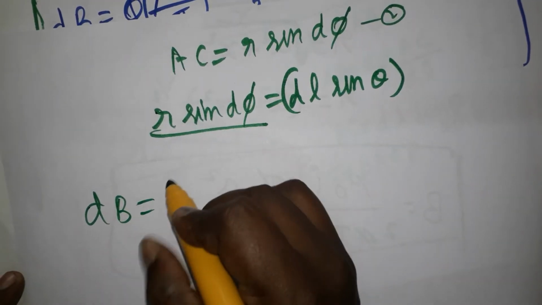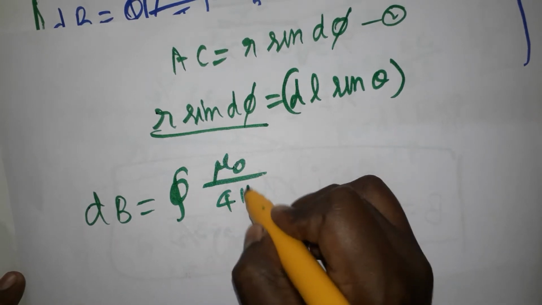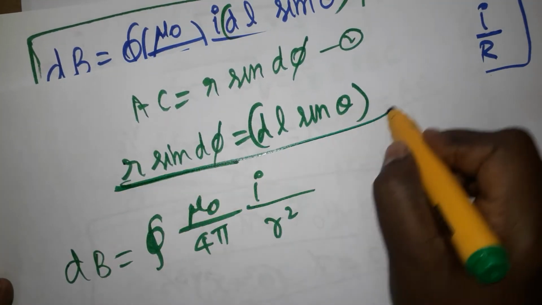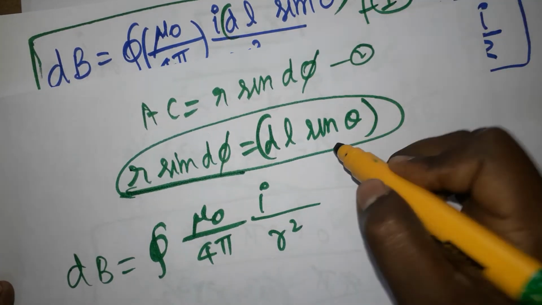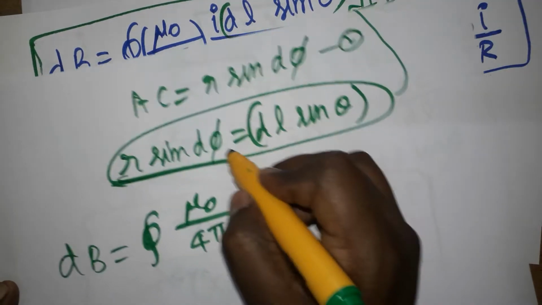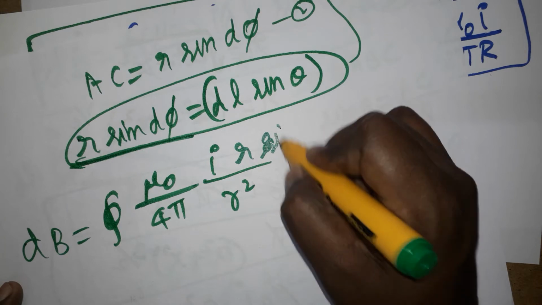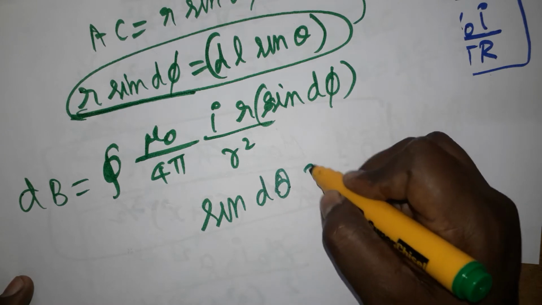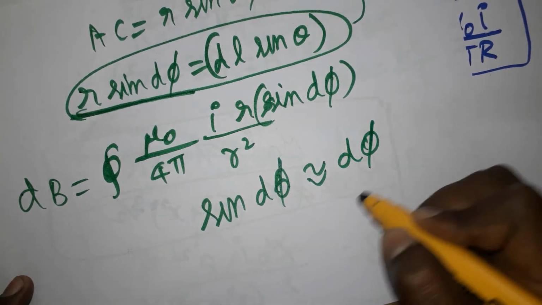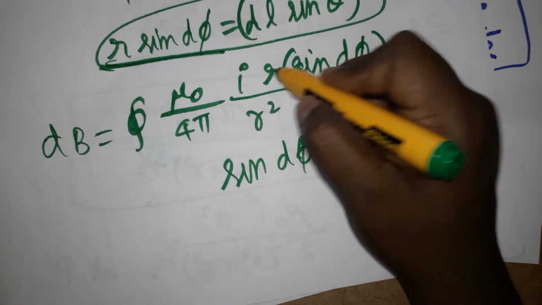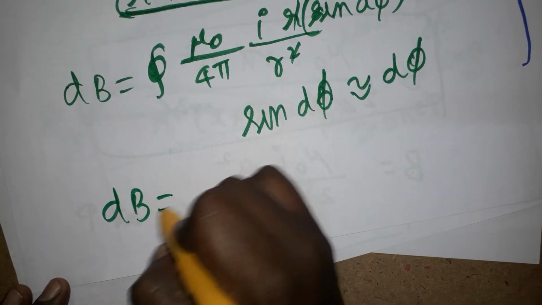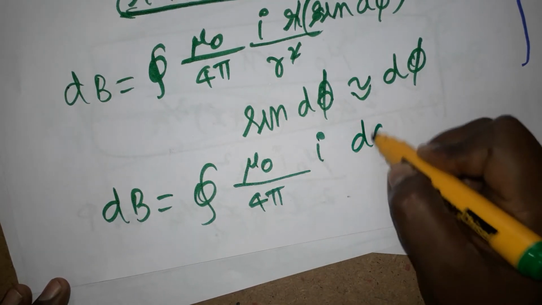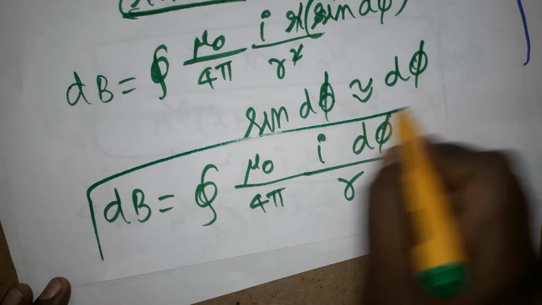So dB is equal to the integration of mu naught divided by 4 pi, I divided by r square. Instead of dl sin theta, I am going to substitute r sin d phi. When the angle is very small, sin d phi is approximately equal to d phi. So r square gets cancelled. So dB is equal to the closed integral of mu naught divided by 4 pi, I d phi divided by small r. This is what we will get.